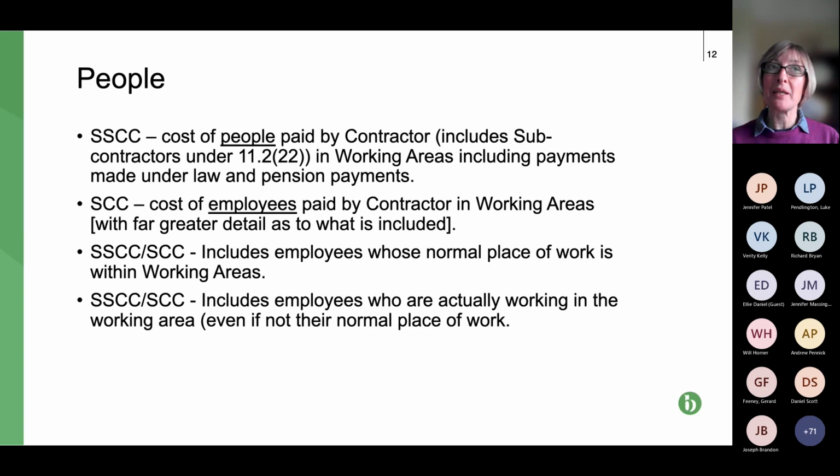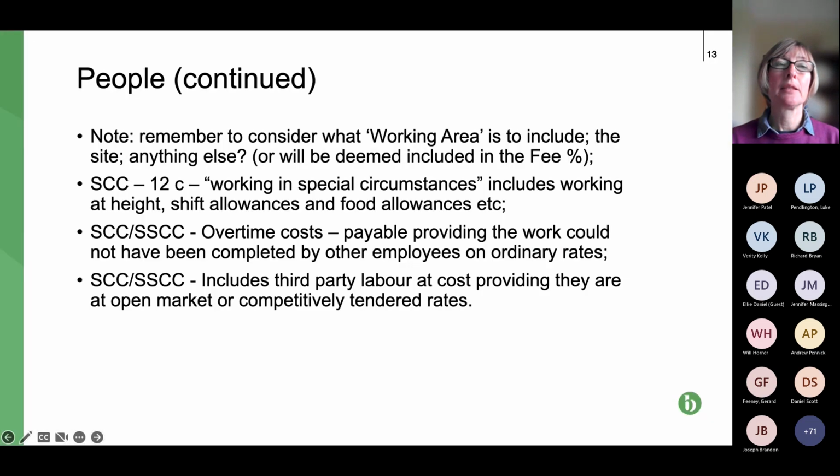It's usually going to be for compensation events for options A and B, i.e. your fixed price contract. So if we could have the next slide, please. So, people continued in each of the schedules.